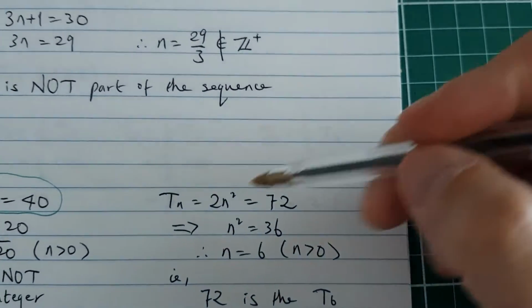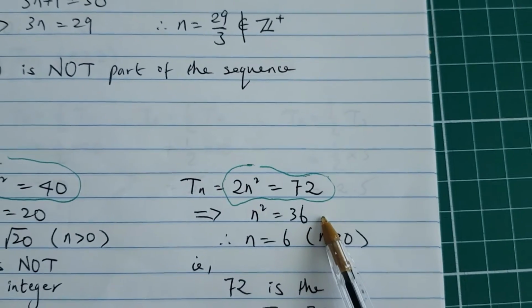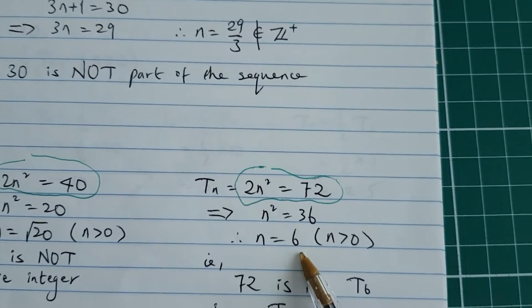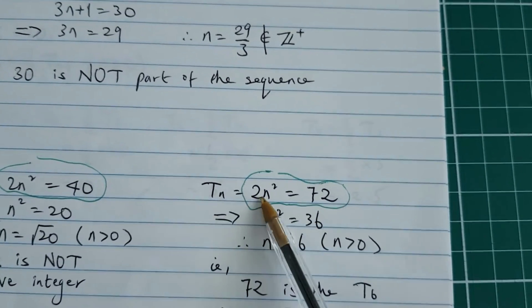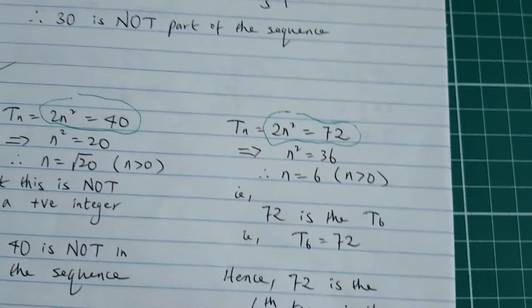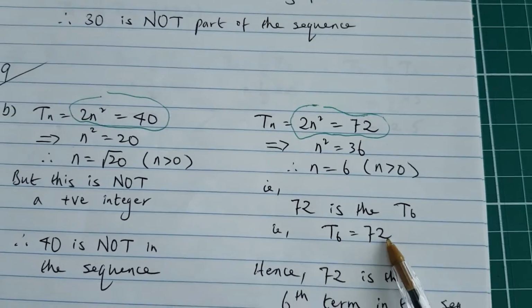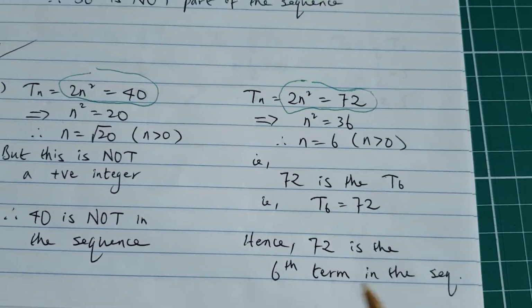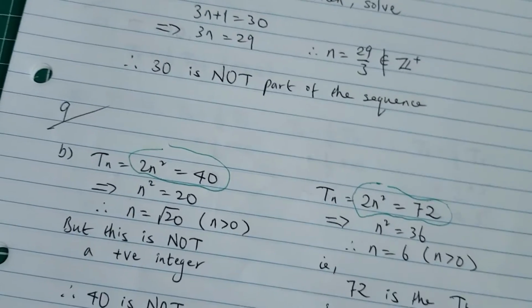Similarly, when you set that up to 72, then you get that equation. But 36 is a perfect square number, so n is 6, which means it's the sixth term in that sequence that gives you 72 as the term value. So therefore, there we go, the sixth term gives you 72. So hence 72 is actually the sixth term in that sequence. So that's how you figure that out.